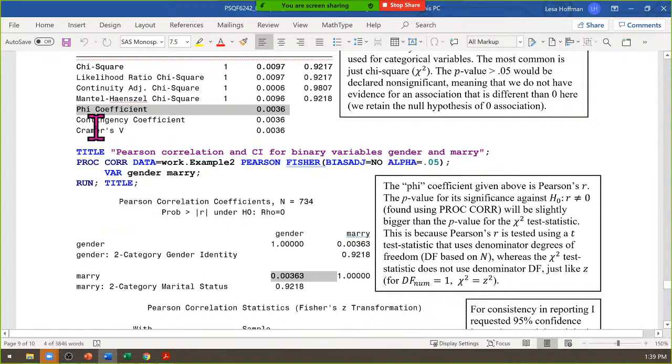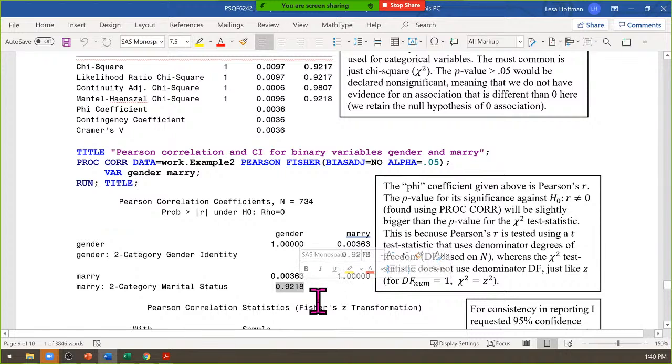Phi correlation is the same thing as a Pearson correlation. It's just a different name. So I have a positive correlation between these two things of 0.004, which, if I translate that correlation into a t, the probability that goes with that t is 0.92. So very, very close to what I found up here.